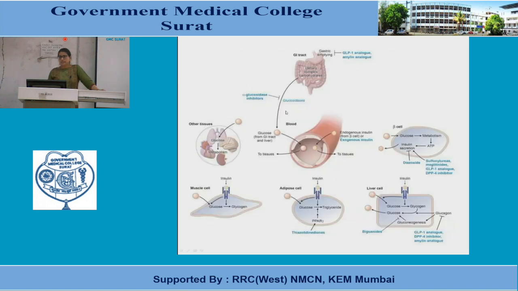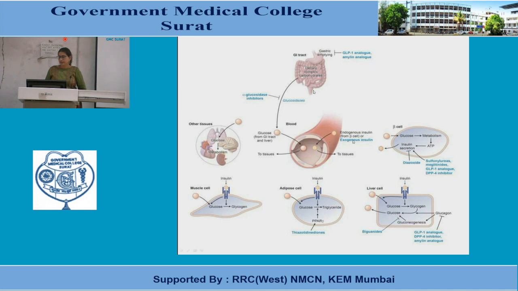Again we come to a pictorial presentation. In the GIT tract, these drugs prevent gastric emptying; they prolong the gastric emptying. So this will be GLP-1 analogs and amylin analogs. Here, along these same routes, glucosidases are inhibited by alpha glucosidase inhibitors, and there is a delay in the blood glucose level rising from absorption from the GIT tract.